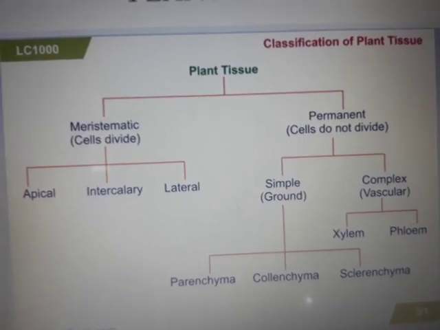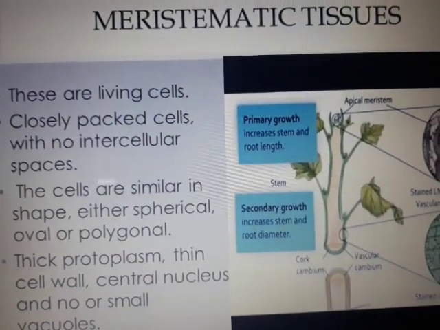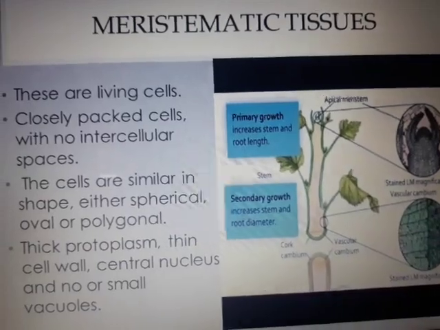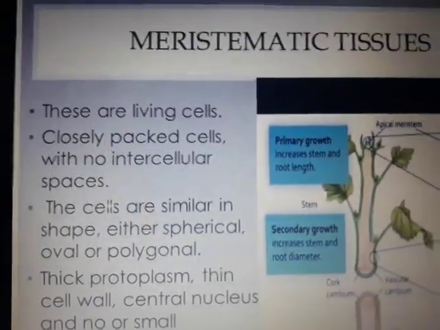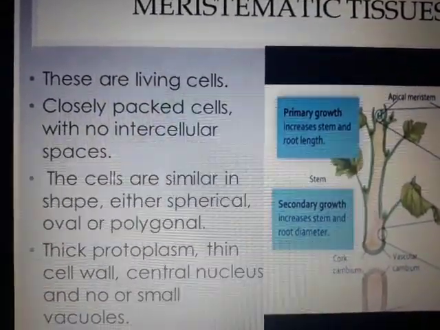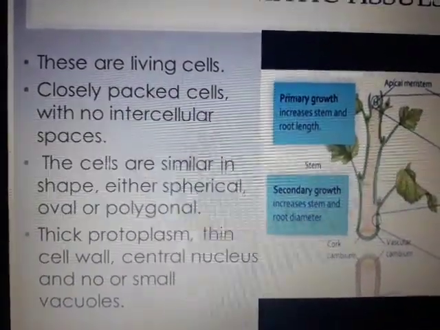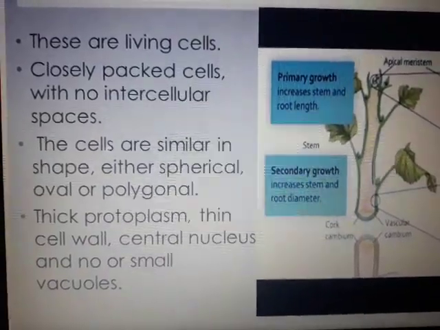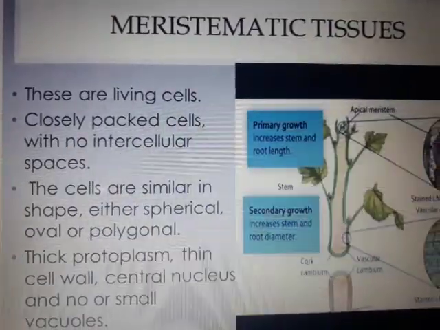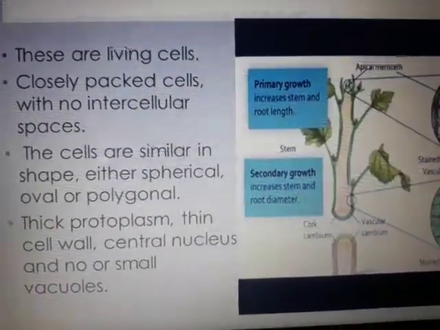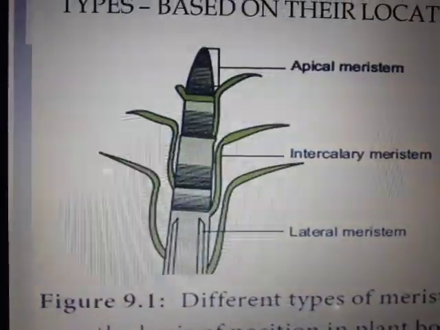Okay, it's very important. To begin with, let us start with the meristematic tissues, the first kind. So these are the general features of the meristematic tissues. These are living cells. They are very closely packed with no intercellular spaces. The cells are very similar in shape and they have thick protoplasm and a thin cell wall because they have to keep on dividing. Okay, and this is also referred to as the primary growth.